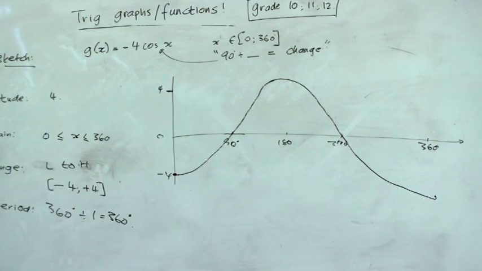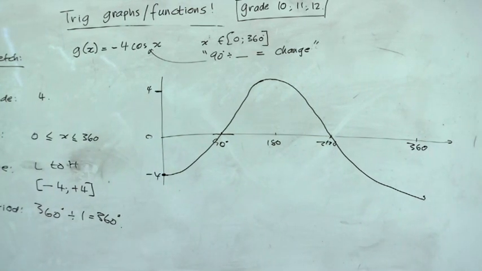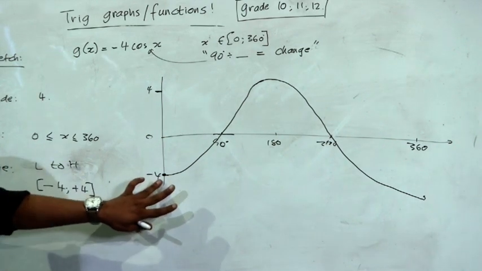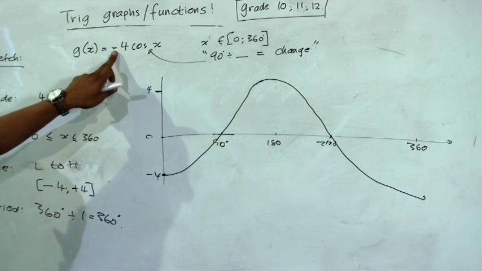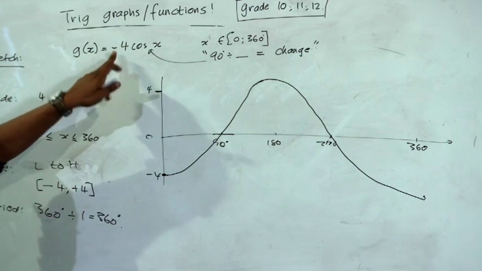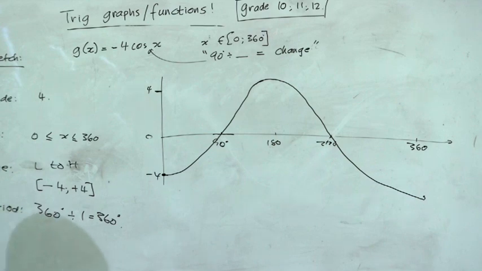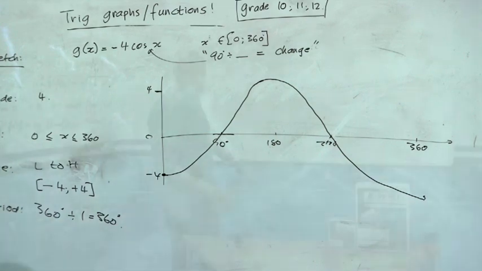And there we go, guys. That is a negative 4 cos x graph. All right? It started at the depth, not the height. Why? Because of the negative sign there. It won't start on the positive side, it'd start on the negative, but still complete the same cycle.